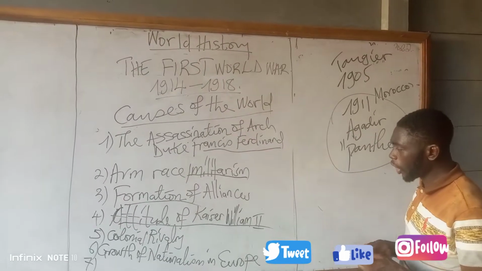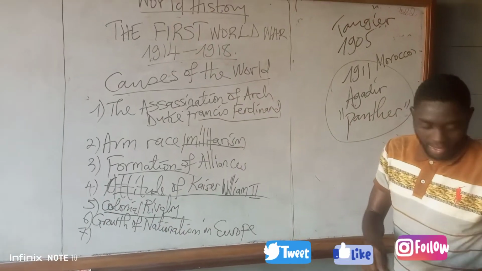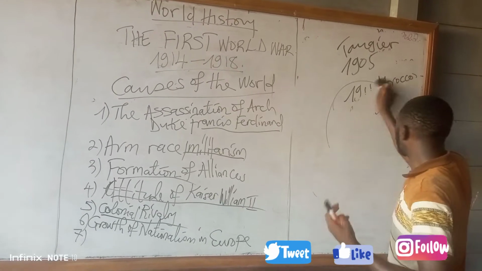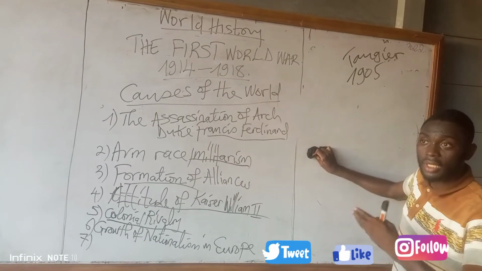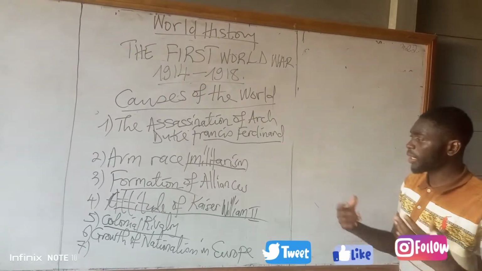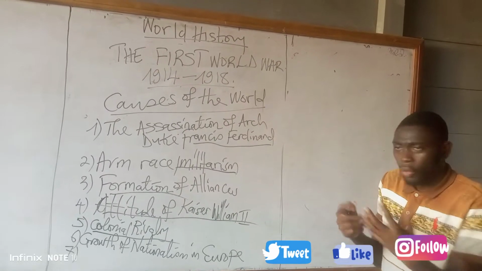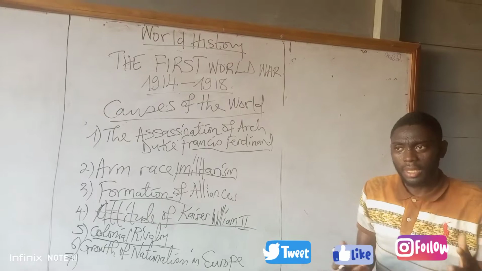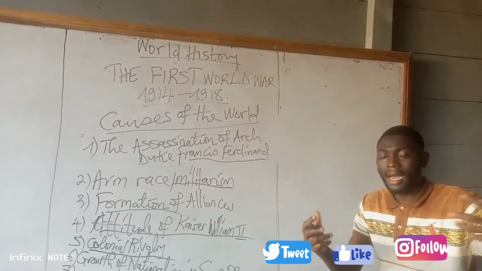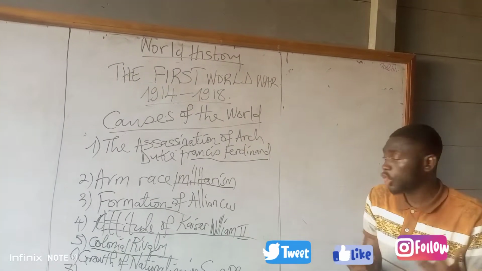The next point, we talk about colonial rivalry. When we talk about colonial rivalry, we refer to the desire of European nations to acquire territories in Africa. The desire by these European countries to annex territories in Africa created rivalry among them. Since they were fighting to annex different parts of Africa, it brought grudges, rivalry, and infighting among these great nations in Europe.